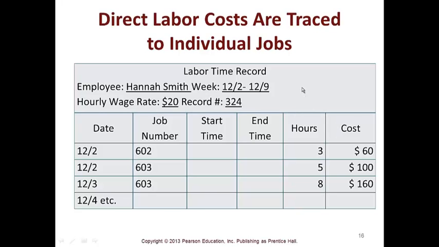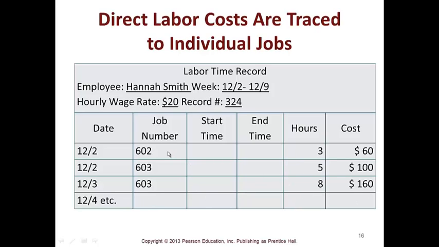Then you need to track your labor. So here is direct labor costs, which are traced to individual jobs. When you're job costing, I hope you're starting to see it's very complex behind the scenes. If you're really going to track job costing, you need to track all the pieces of it, of which is labor. So here they're showing that this person, Hannah Smith, for this week worked on these jobs for this much time and it cost this much.